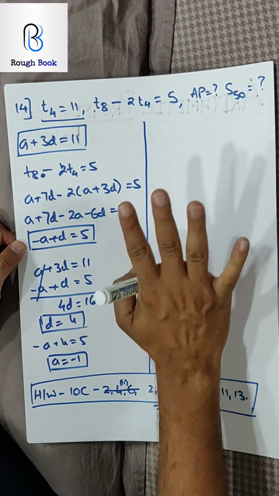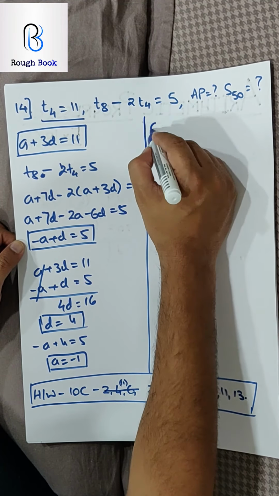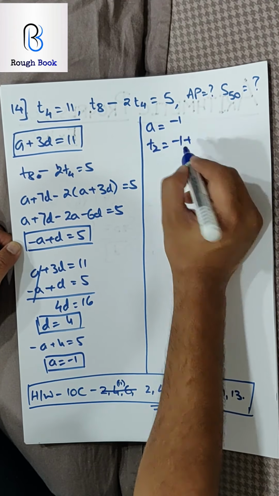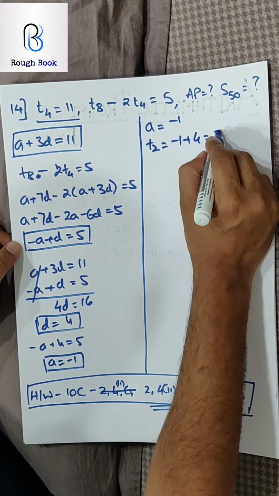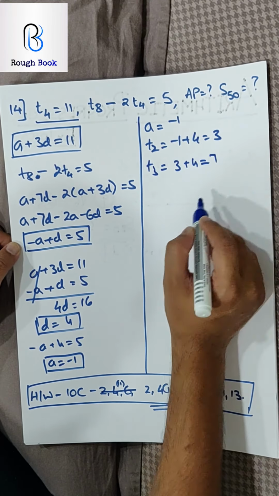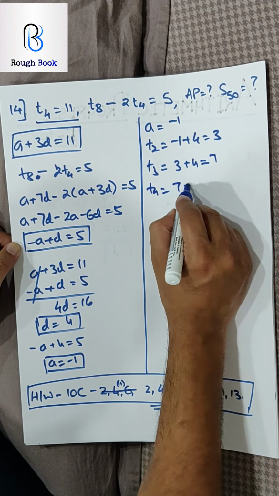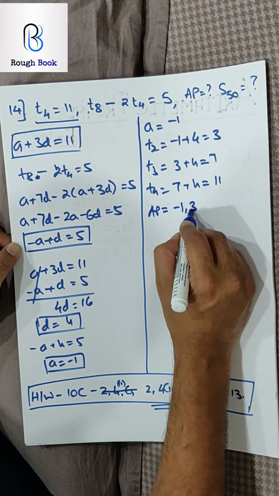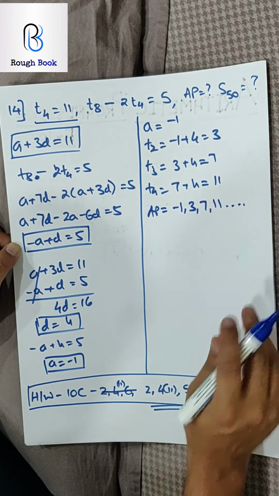So 4 terms when you have to find the AP, I told you. So first term minus 1, term 2, take the previous one and add the common difference, so becomes 3. T3, take the previous term, add the common difference. T4, take the previous term, add the common difference. So my AP is minus 1, 3, 7, 11, dot dot dot.